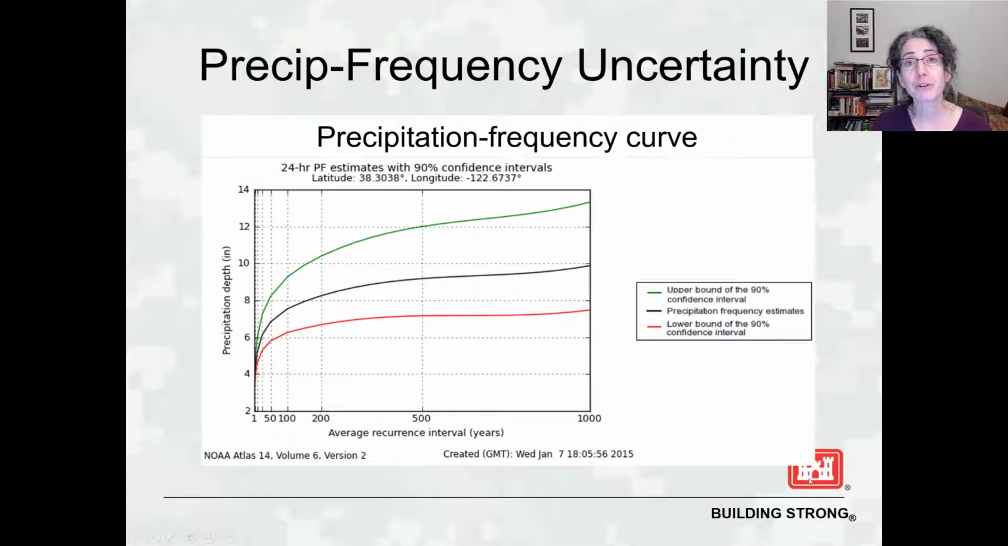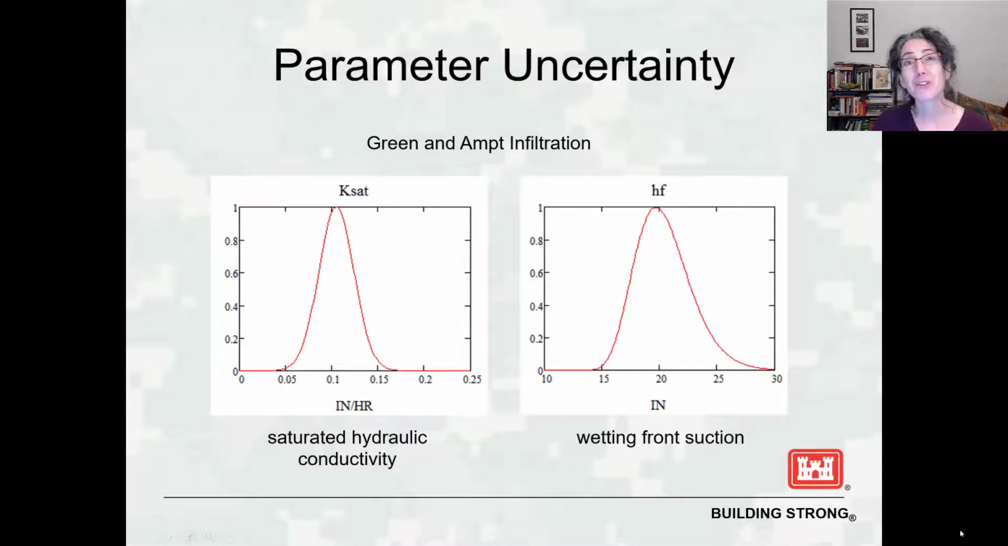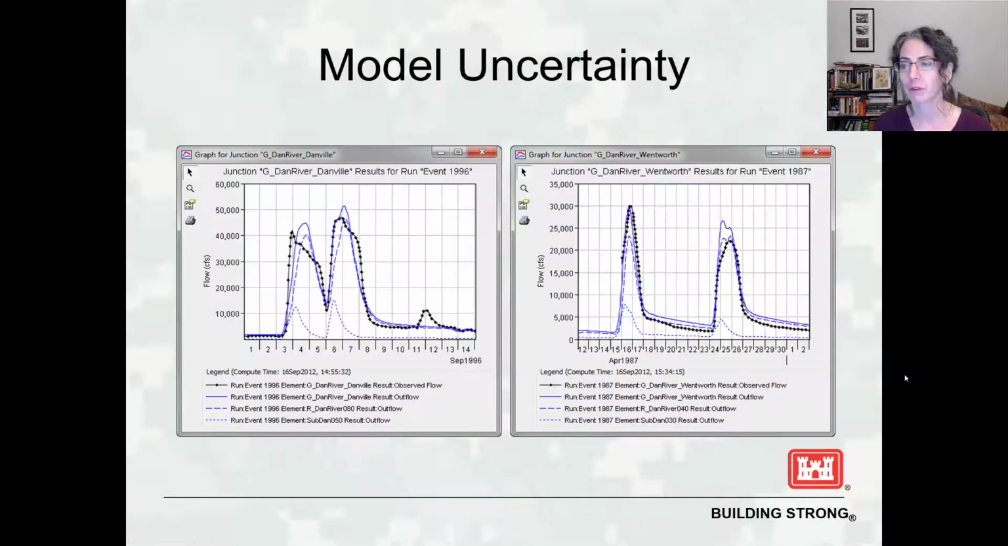This is the frequency curve I mentioned for the boundary condition uncertainty. Here are some parameters from the Green and Ampt infiltration method, being shown as probability distributions to capture the knowledge uncertainty in those parameter values. That's model uncertainty. Here's a depiction of the calibration process and how, even with the best calibration we can attempt, we're going to have some difference in the modeled flow versus the observed flows.